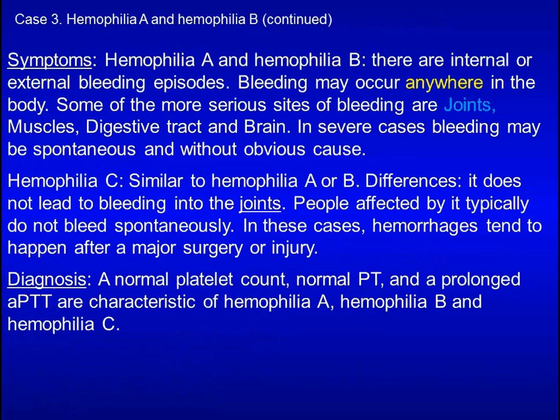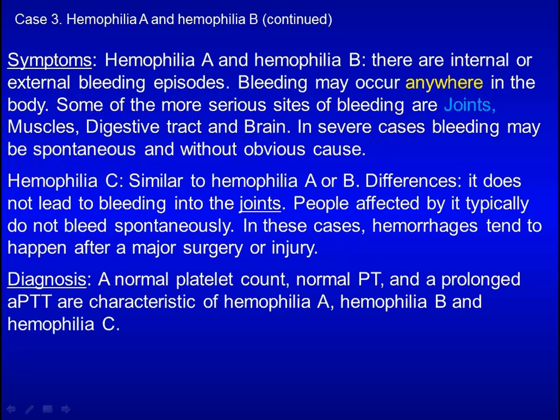Patients with hemophilia A or hemophilia B have internal or external bleeding episodes. Bleeding may occur anywhere in the body. Some of the more serious signs of bleeding are in joints, muscles, digestive tract, and the brain. In severe cases, bleeding may be spontaneous.